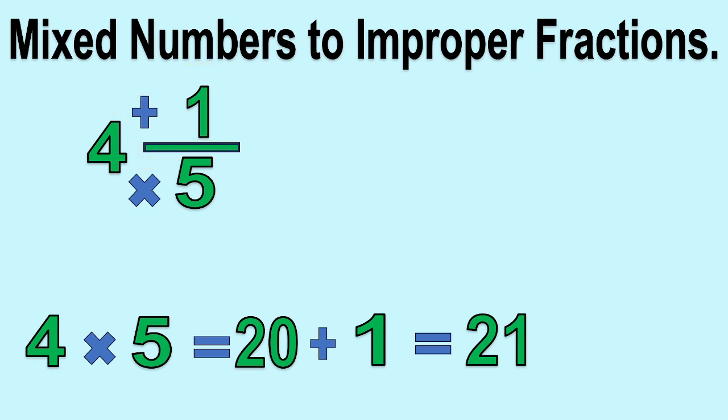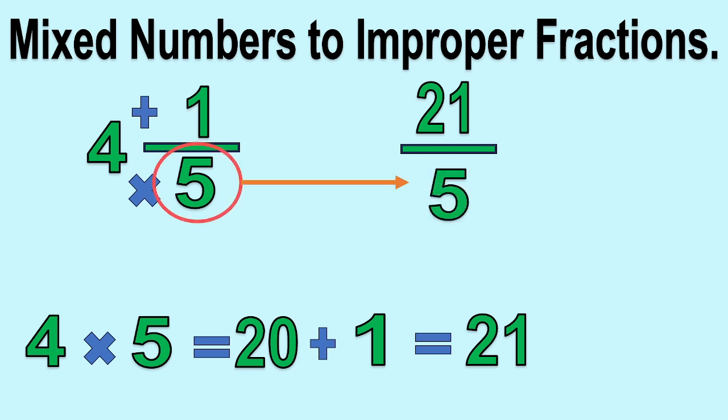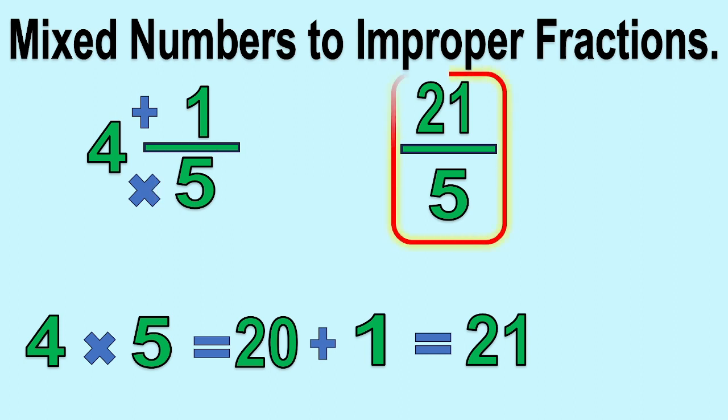That's going to be our numerator, 21. Copy the denominator, 5 here. So, the answer is 21/5.